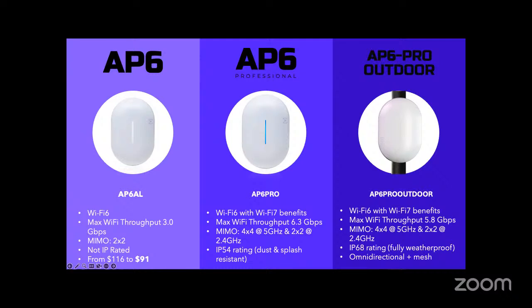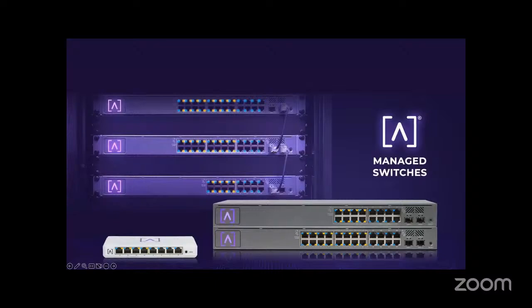Or for those exterior installations, you have the AP6 Pro Outdoor, which is the same as the AP6 Professional on the speed front, but it's more protected, IP68 rated for outdoor environments, omnidirectional and mesh technology. And it's just a little bit slower just because the casing is heavier. So it gives a little bit of a refraction on the signals, but it gives you still great speeds for the outside. So we're jumping to the switches.